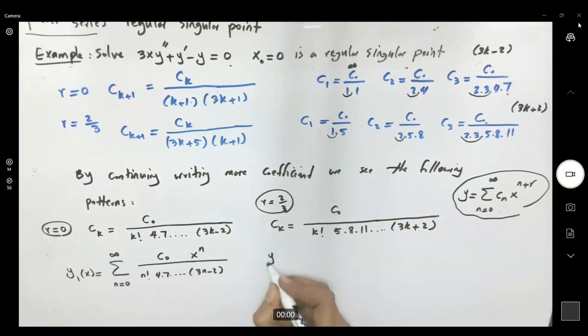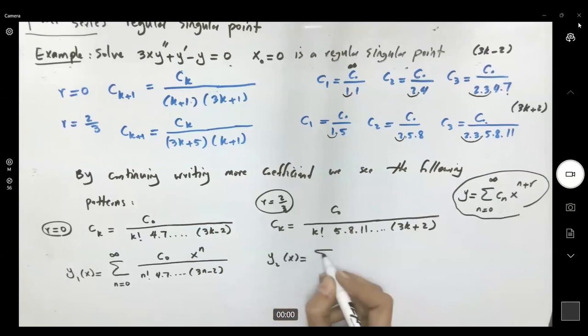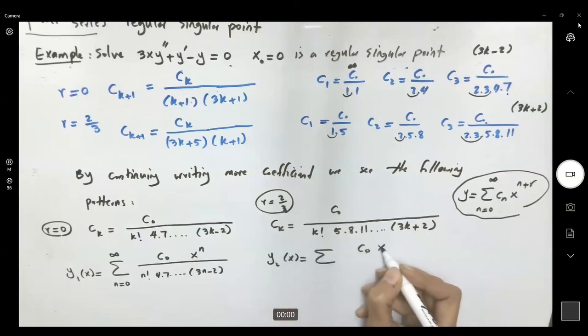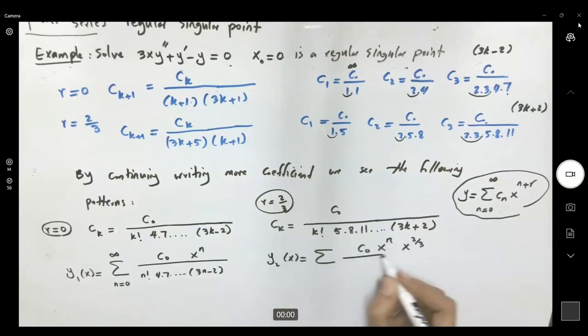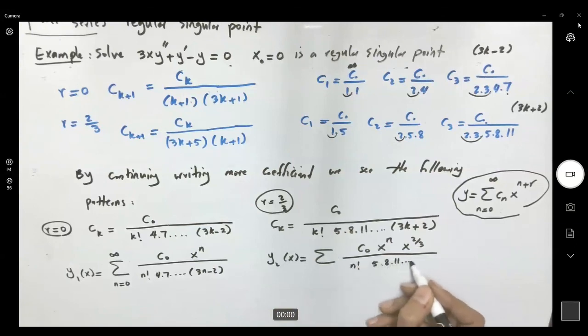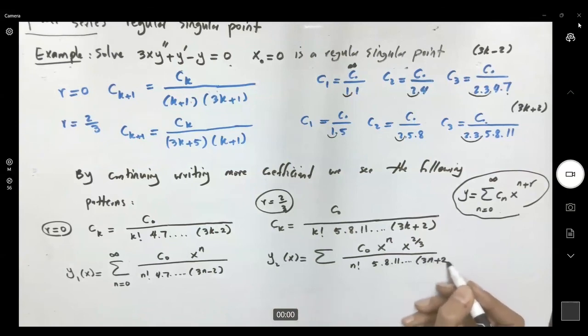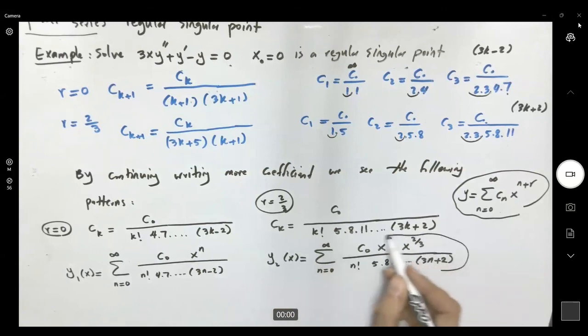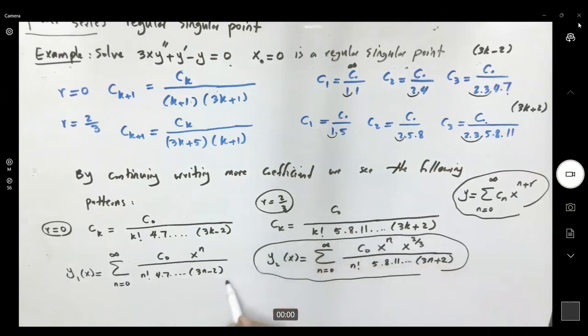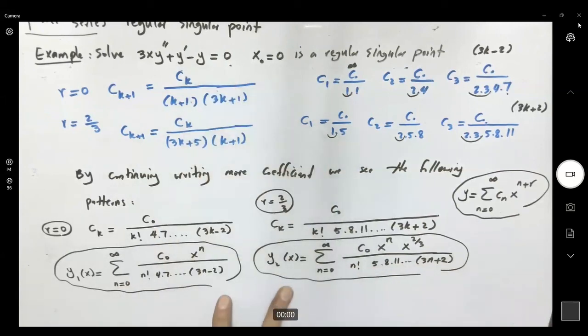And the second solution can be written as the sum of c sub 0 x to the n times x to the 2/3 divided by n factorial, 5 times 8 times 11 times 3n plus 2, starting from 0 to infinity. So we found two linearly independent solutions for this differential equation using the power series method.